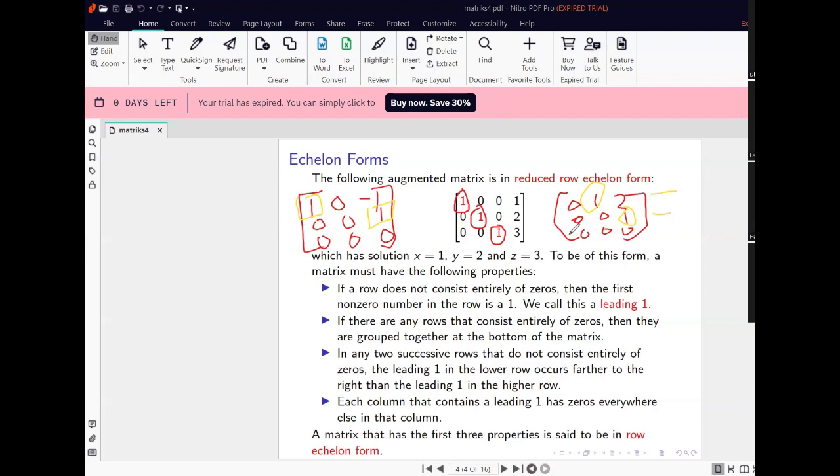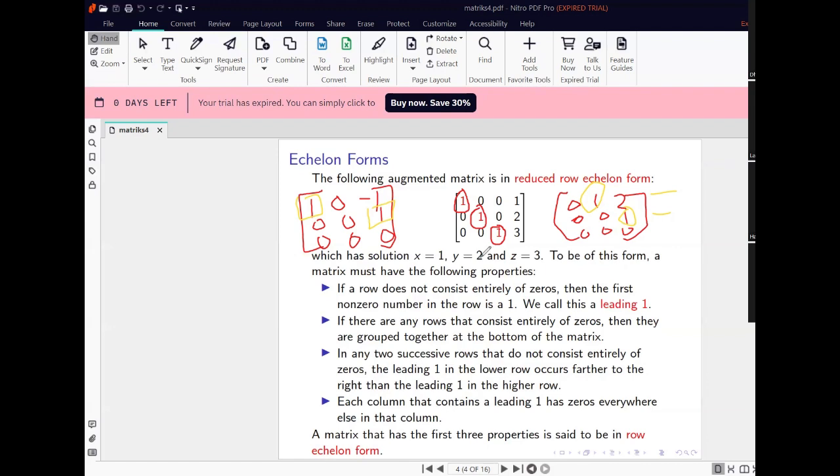So there are 3 examples here. The augmented matrix is the transformation of an augmented matrix into row echelon form. I mean not reduced row echelon form, because when you want to transform the augmented matrix into the reduced row echelon form, you have to meet all 4 properties. What is property number 4? Each column that contains a leading one has zeros everywhere else in that column.